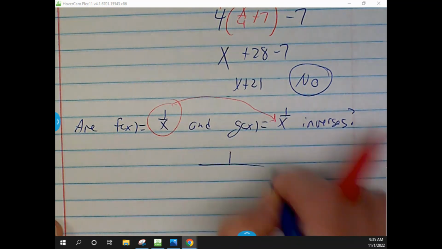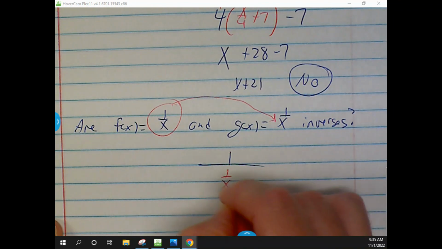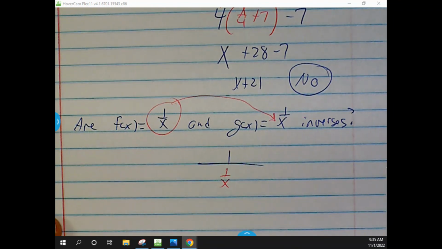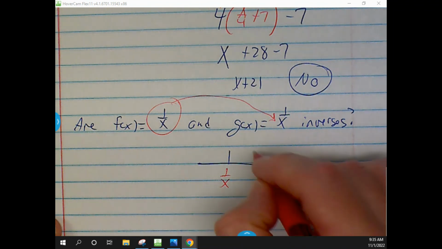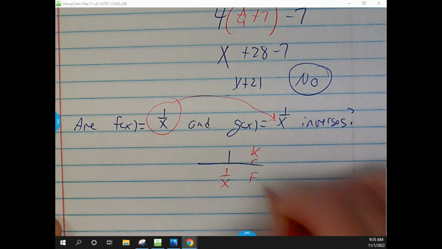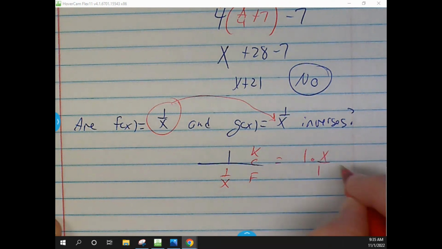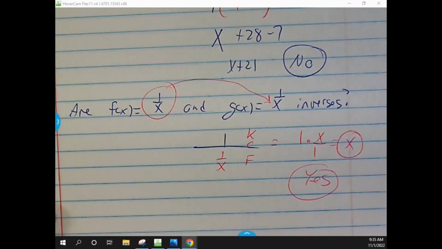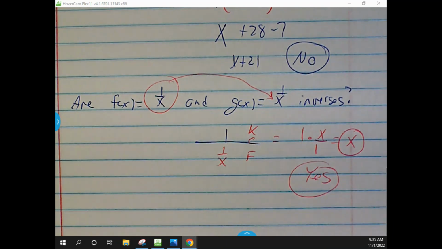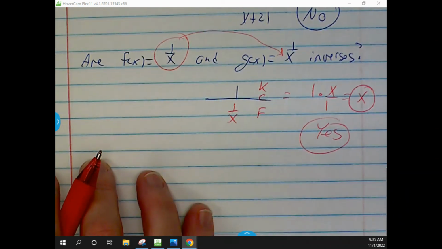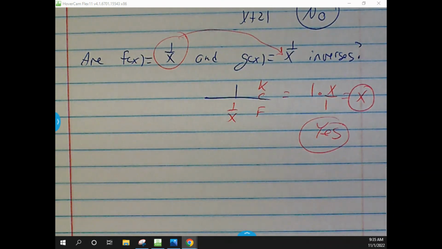we get 1 over 1 over x. And then if we keep it, change it, and flip it, we get 1 times x over 1, which is just a whole lot of 1s and an x. So yes, 1 over x is the inverse of itself, which seems a little odd. Because sometimes you do stuff and it just doesn't make sense, but when you check it, that's just what it is.